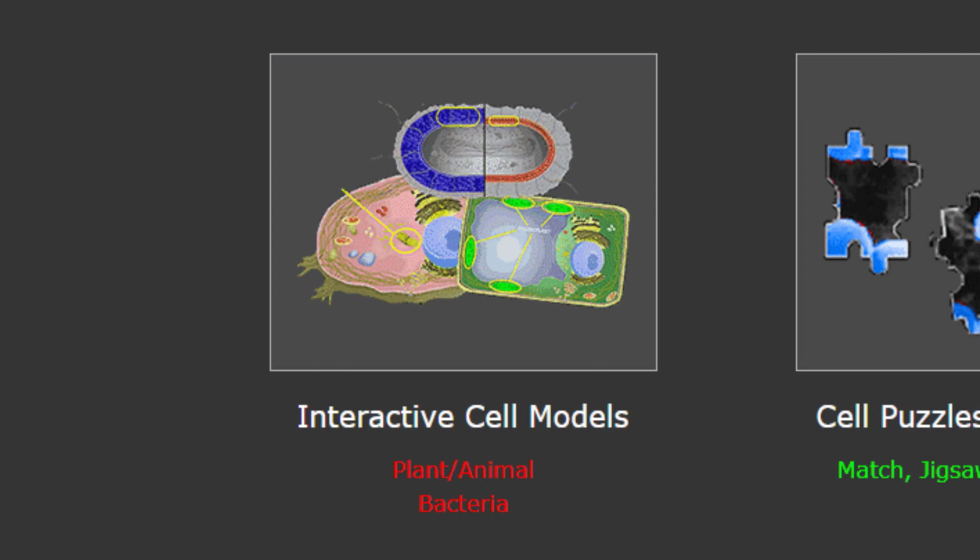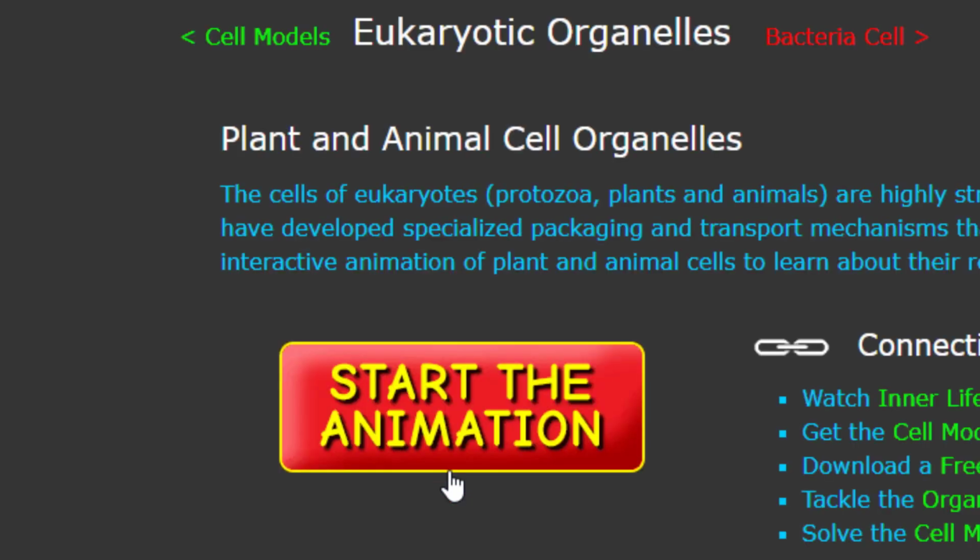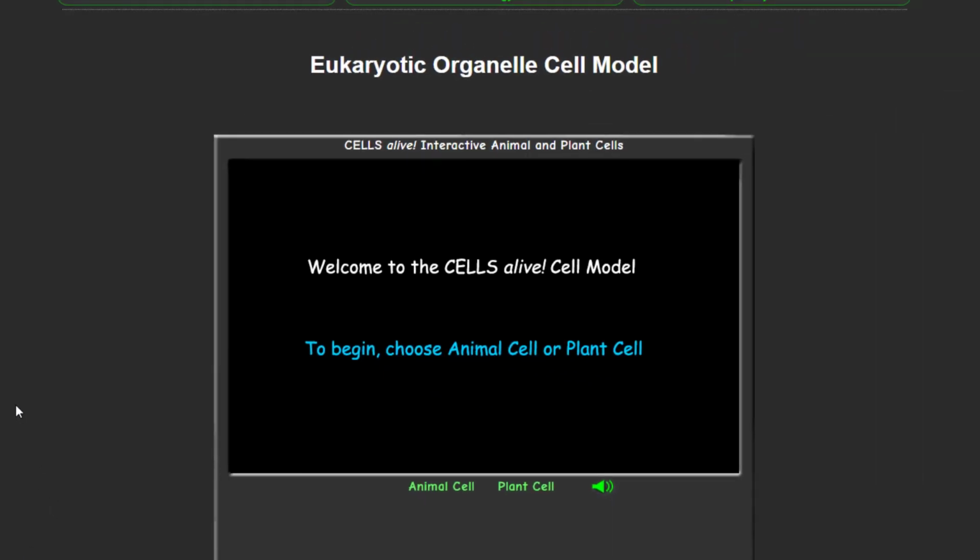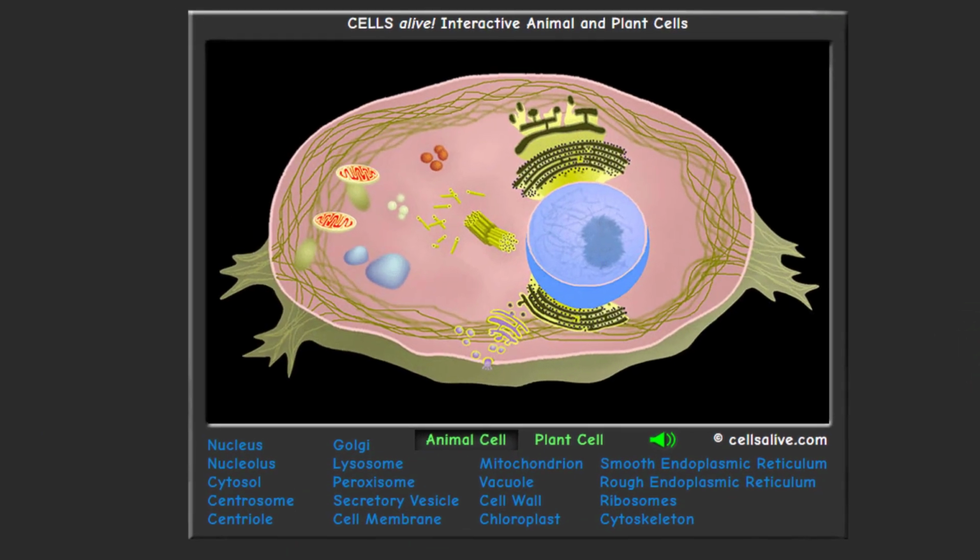Let's begin. To begin, let's go ahead and click on Plant and Animal Cells. You'll see here that it says Start the Animation. We can go ahead and click on this here. From here, we can choose Animal Cell or Plant Cell by clicking here. Let's start with the Animal Cell. This pulls up our animal cell.